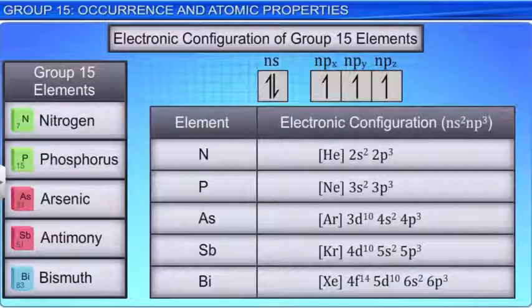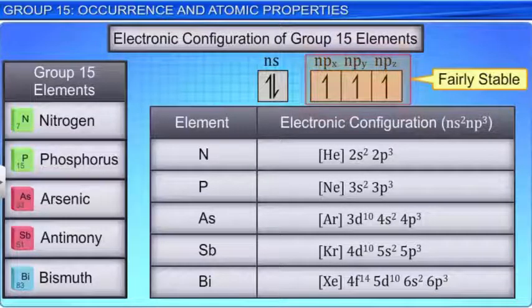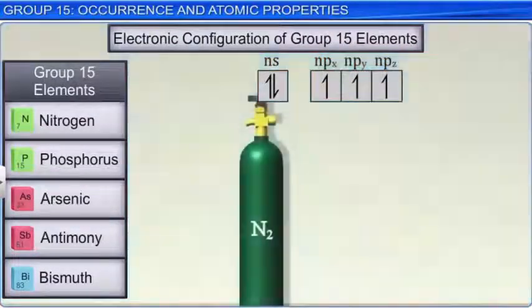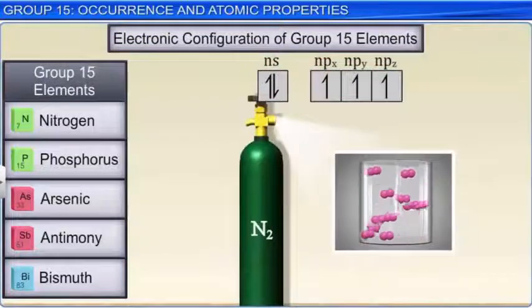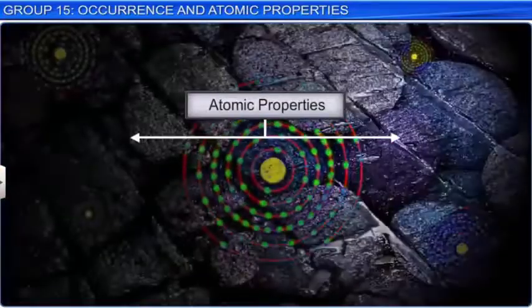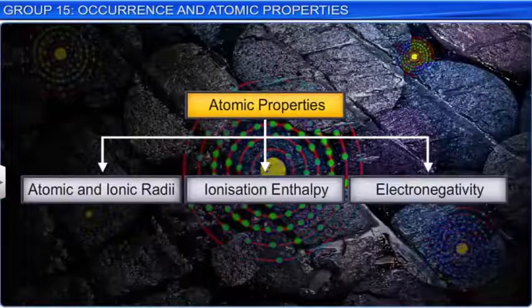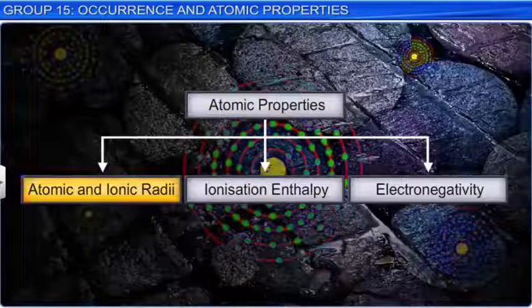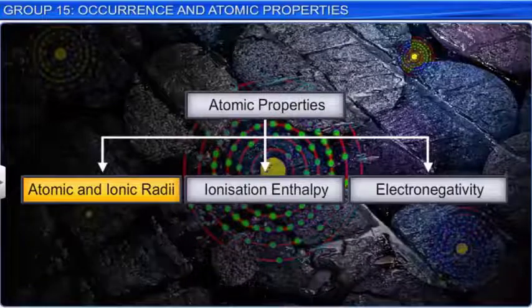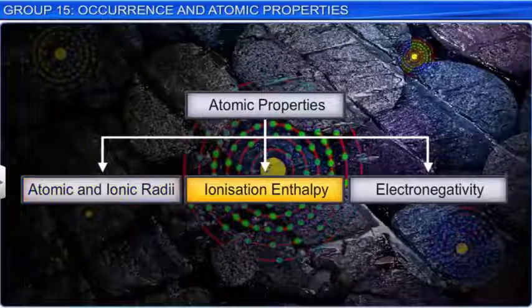Due to the exactly half-filled electronic configuration of the np subshell, the elements of this group are fairly stable. For example, dinitrogen is an inert gas under normal conditions. Now, let's look at the trends of some atomic properties of group 15 elements, such as atomic and ionic radii, ionization enthalpy, and electronegativity.